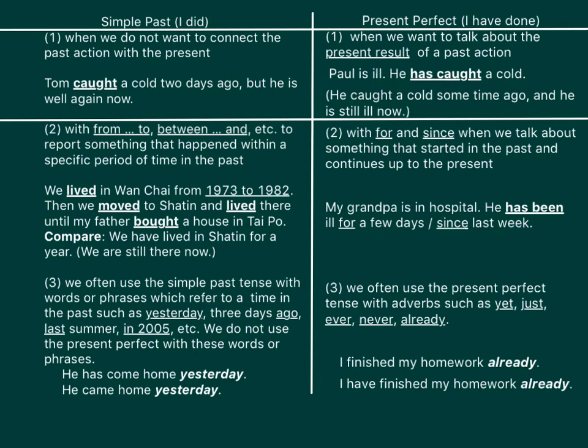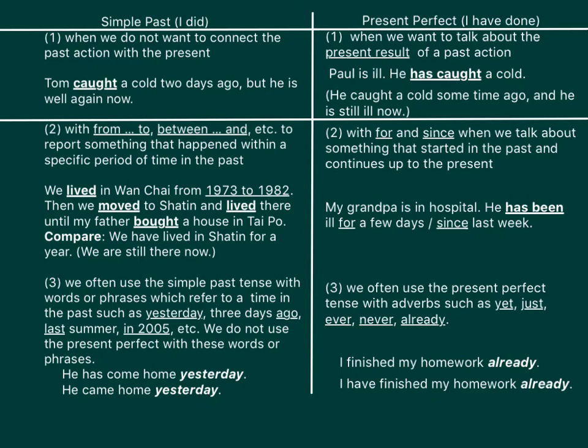Two, simple past tense, with from, to, begin, and, etc., to report something that happened within a specific period of time in the past. For example, we lived in Wan Chai from 1973 to 1982. Then we moved to Sha Tin and lived there until my father bought a house in Tai Po. Compare that with this. We have lived in Sha Tin for a year, and we are still there now.